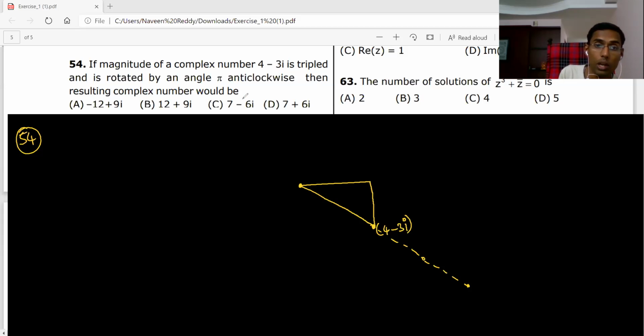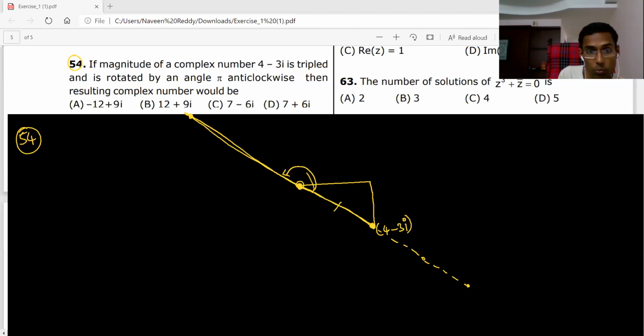It is rotated by an angle pi. Rotated by an angle pi means this much. Magnitude is tripled and it is rotated like this. So maybe here. Then the resulting complex number would be. So this is 1 unit, and this is 3 units. Understand? So now I am saying, the final vector.